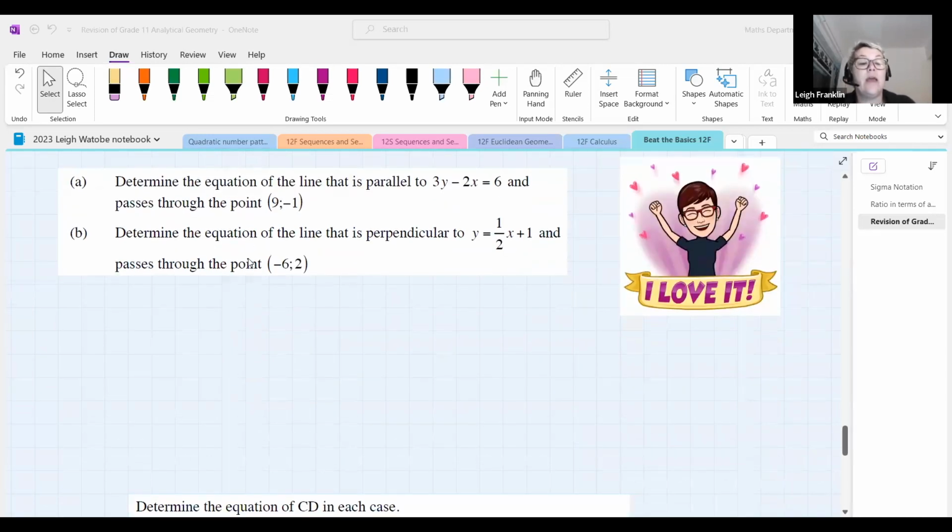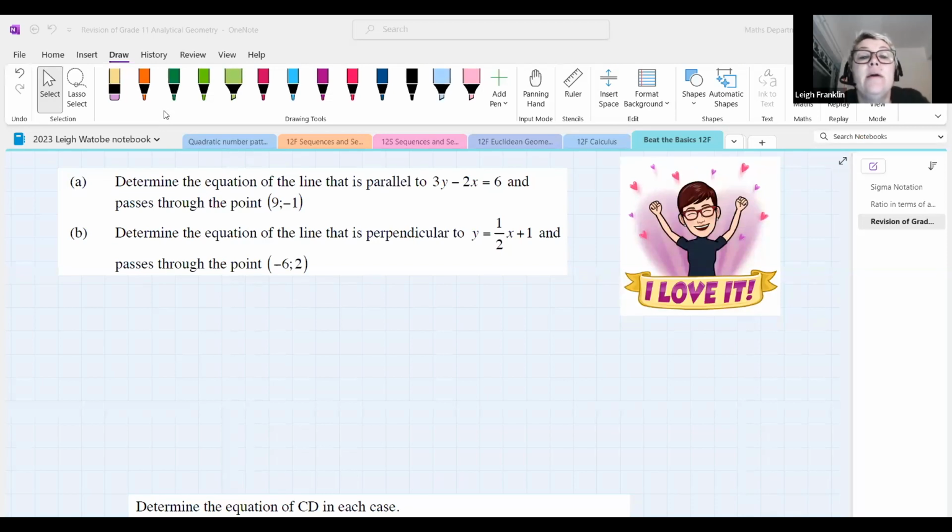Let's have a look at question A here. So if they told us to determine the equation of a line that is parallel to the line 3y minus 2x equals 6 and passes through the point (9; -1), do we know how to do that?